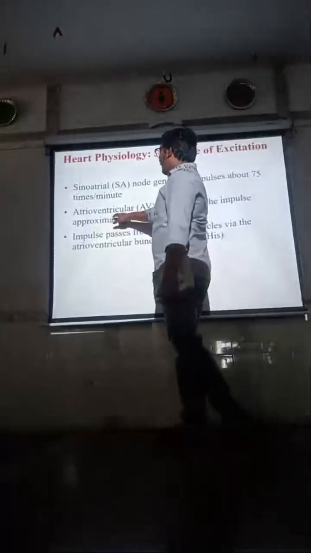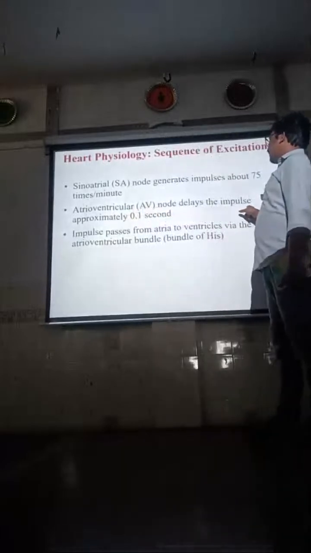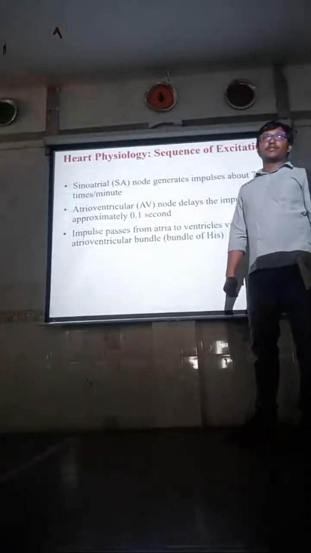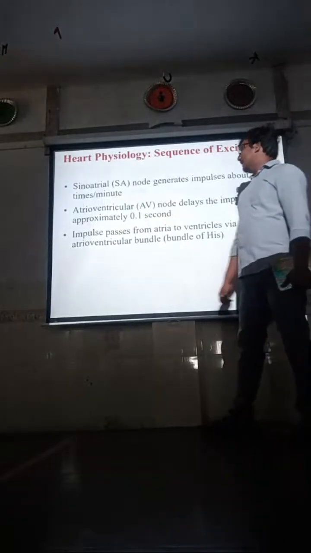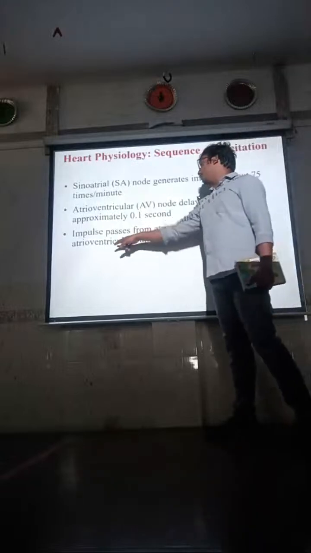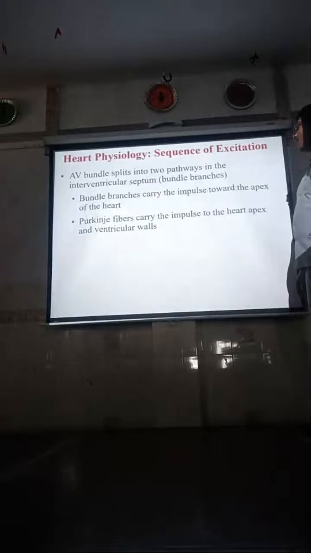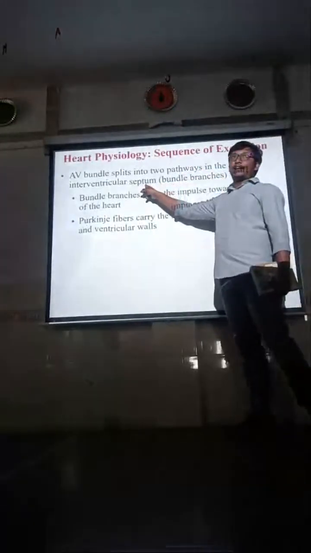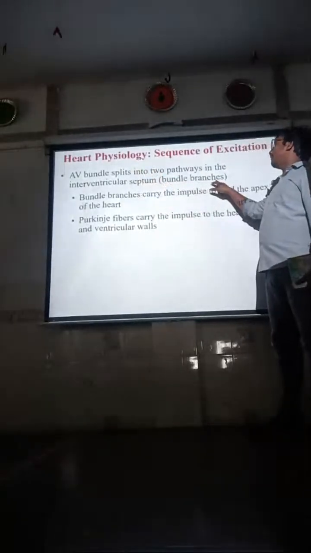Now the atrioventricular node delays the impulses approximately 0.1 second. The impulse passes from atria to ventricle via the atrioventricular bundle, which is called the bundle of His. Next slide. Now, the bundle splits into two pathways in the interventricular septum between the ventricles, which we have seen in the picture. Bundle branches.